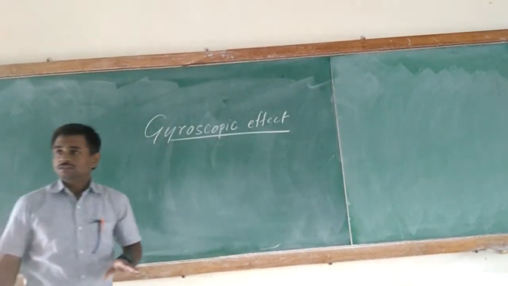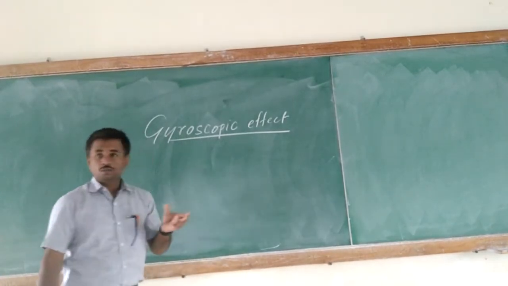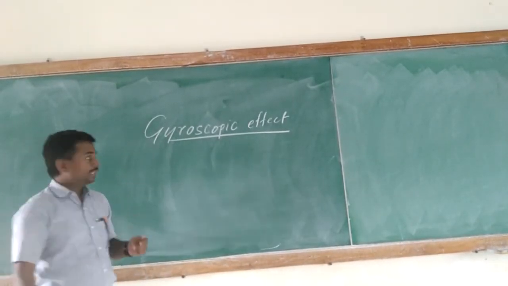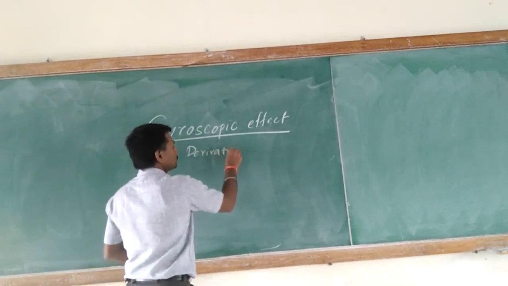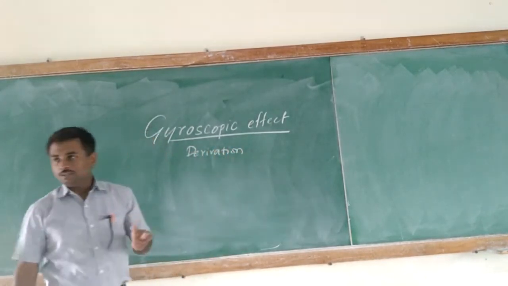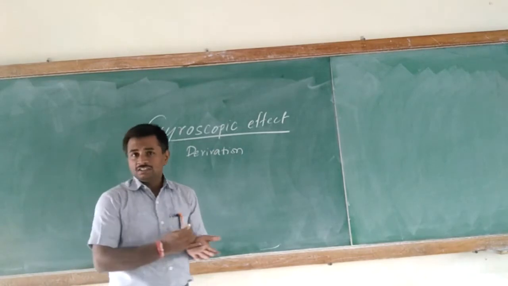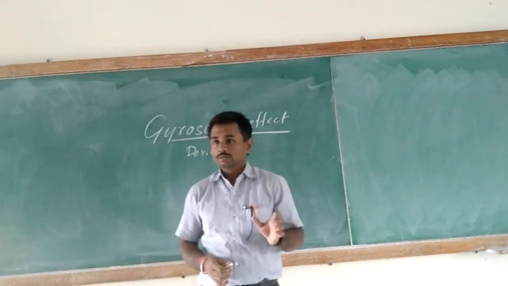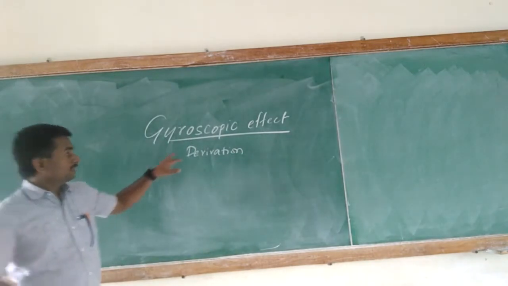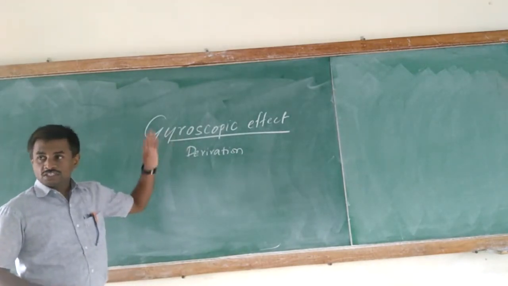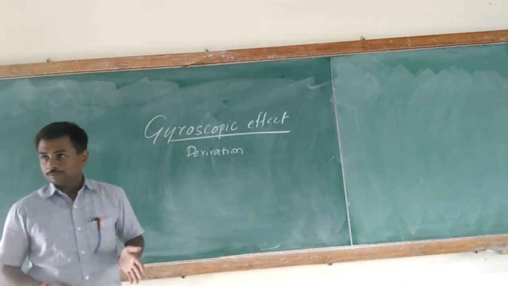So first, we will see what is the gyroscopic effect. Then we have to do a derivation of a formula which will let us calculate what is the gyroscopic couple. What is the value of gyroscopic couple? After doing this derivation, next we can go ahead and solve some problems.